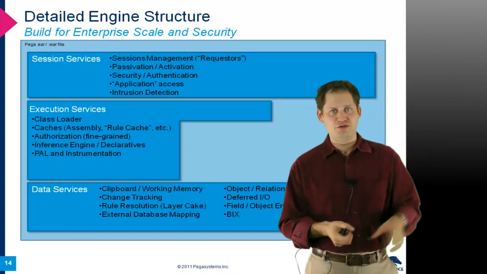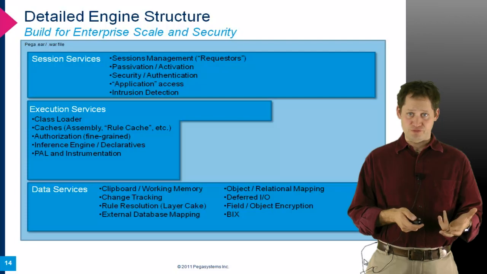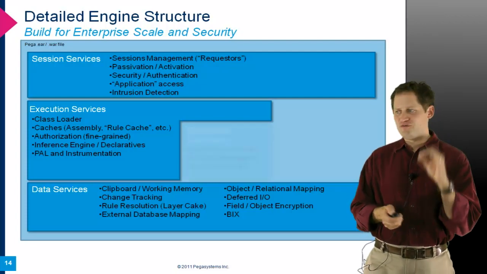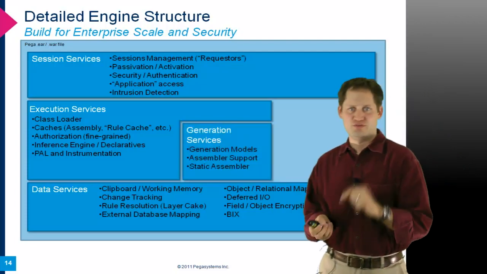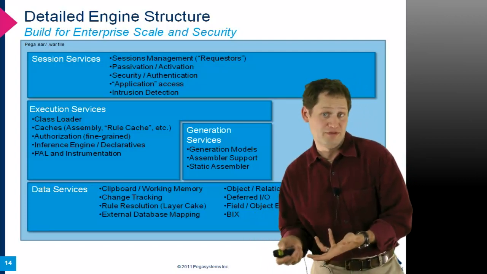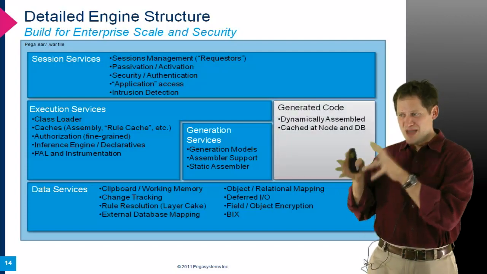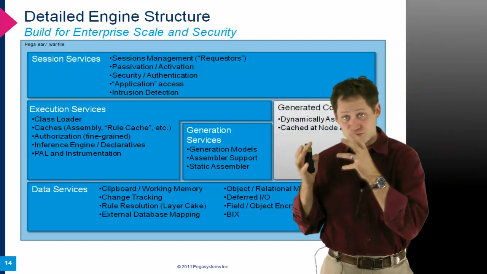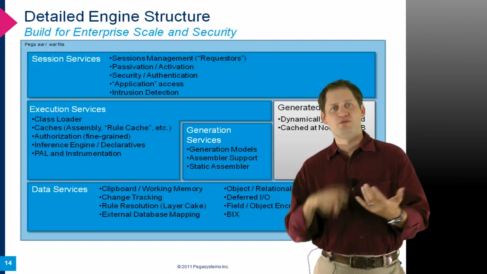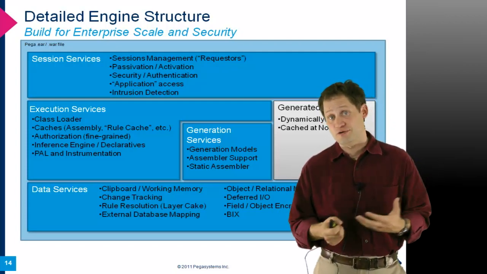I've got the execution services, which are responsible for actually executing my business processes and business rules. And that generally takes advantage of the generation services, which know how to take a model of a business process or the model of a business rule and turn it into executable code. So the big remaining part of the Pega engine is the actual generated code itself that represents the processes and rules and screens and integrations that I actually want to generate and run.